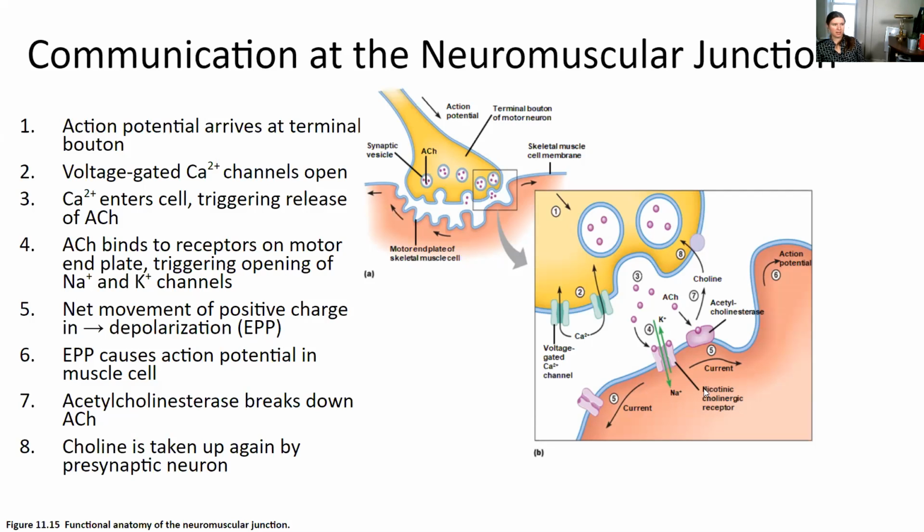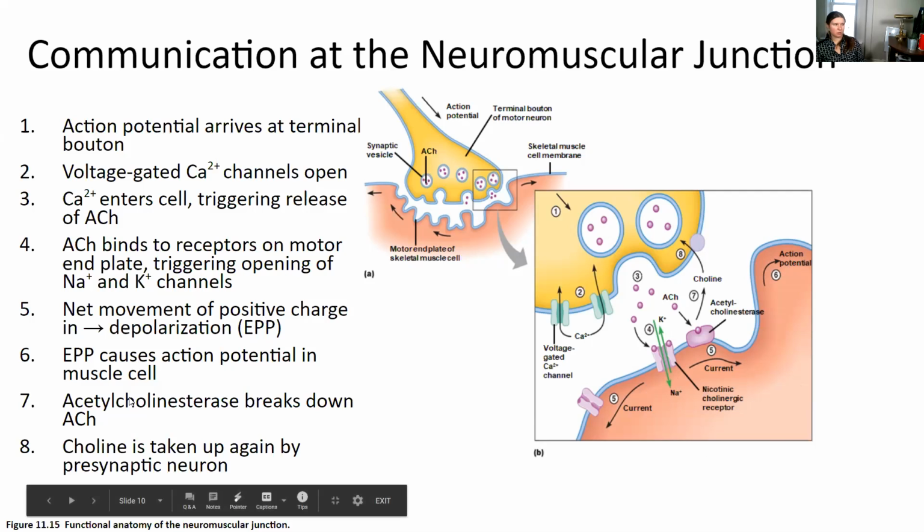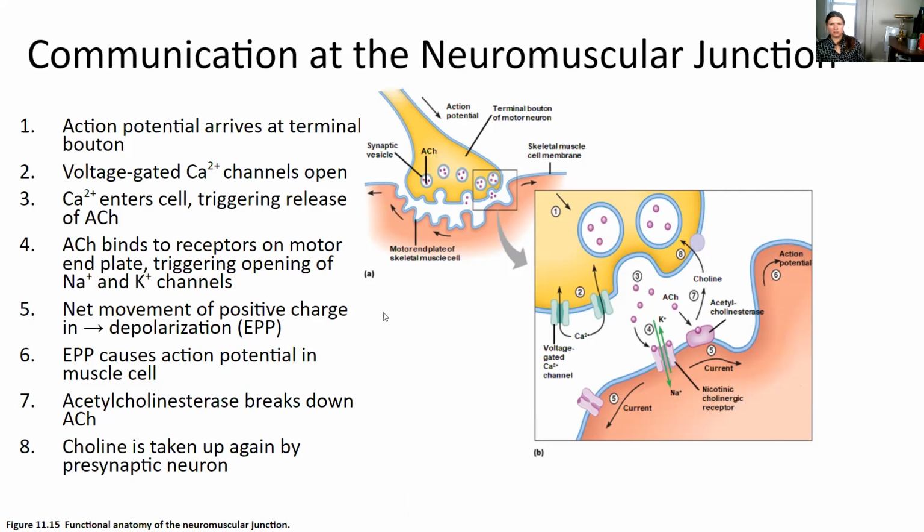Okay. The end plate potential is then going to spread out. And it's going to cause an action potential, so depolarization in the rest of the cell as well. And this happens more easily than when we were talking about graded potentials adding together in neurons. Just so you know, the action potentials are much easier to fire off in the muscle cell. So the end plate potential is going to cause an action potential pretty much.